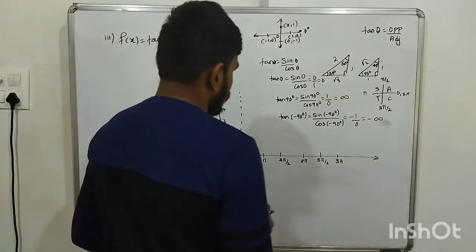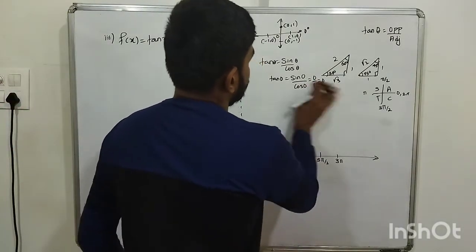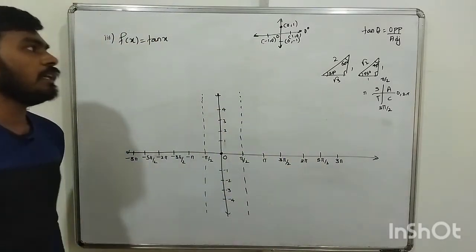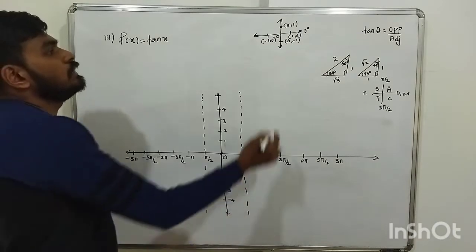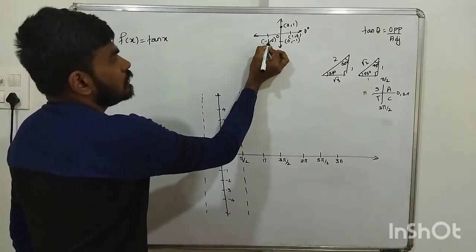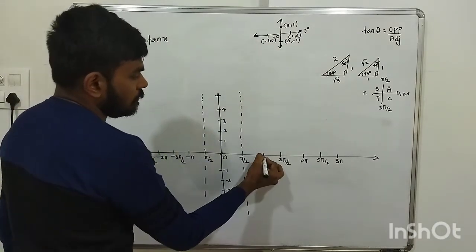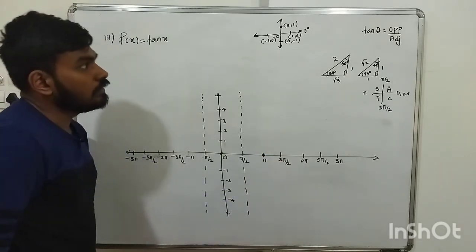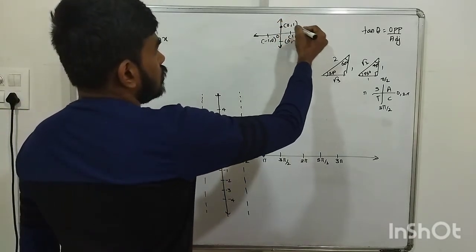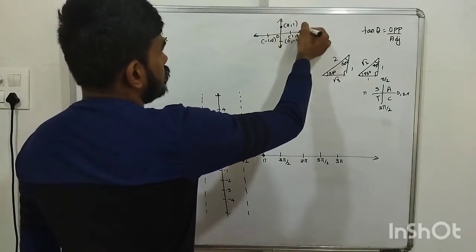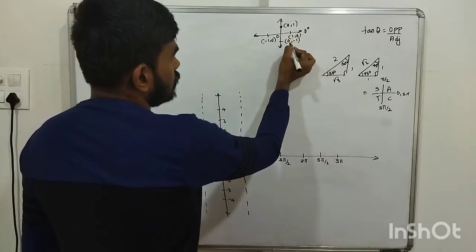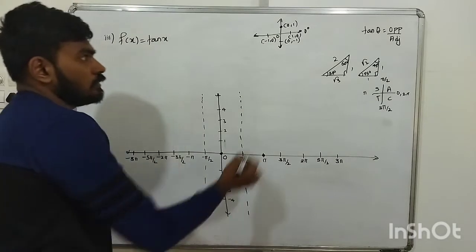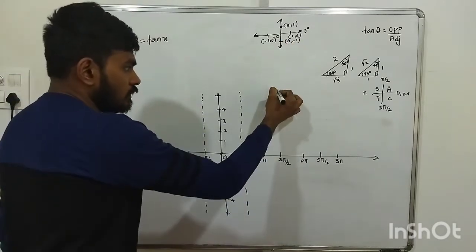Similarly, now what is tan pi? Tan pi, this value. See, pi is here, so it is 0 upon minus 1, which is 0. So tan pi is 0, correct? Tan 3 pi by 2, here: 0, pi by 2, pi, 3 pi by 2. Tan 3 pi by 2 is minus 1 upon 0. Sin upon cos, sin is minus 1, cos is 0. So minus infinity, this also will draw a line.